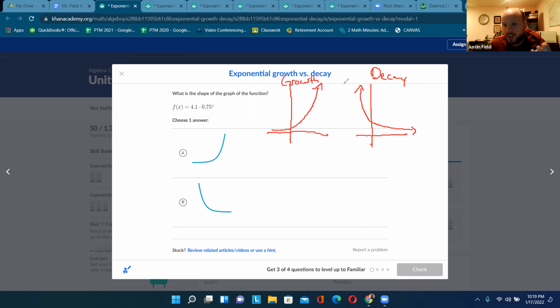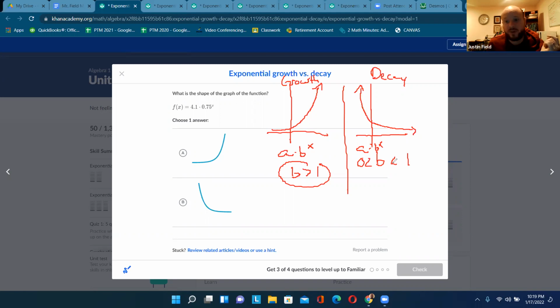How do you know which is which? Growth has a growth factor. So a times b to the x, and b is going to be greater than 1. That's growth. Decay, it's a times b to the x, but b is not greater than 1. It is in between 0 and 1. So I see my b here is 0.75. That's decay because it's less than 1.